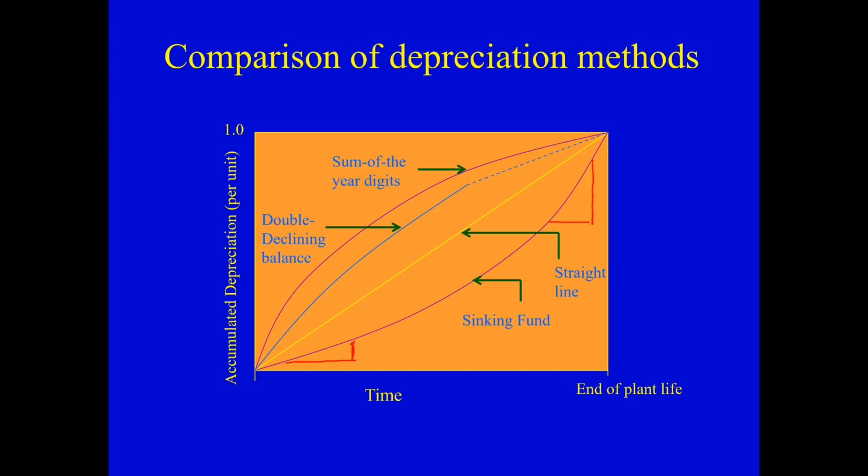Double declining balance and sum of the year digits are shown. Initial year we have more depreciation, and later years we have less depreciation. For example, here you can see that initial years we have more depreciation coming, and in later years we have less depreciation.